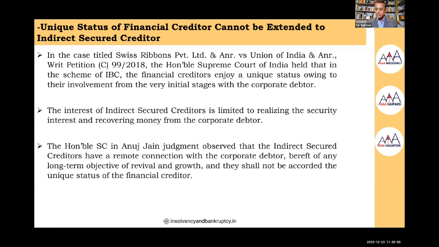That is completely clear, that the relationship of these lenders is only to recover their money, totally bereft of any long-term objective of revival or growth of the company. Therefore, they cannot stand shoulder to shoulder with financial creditors.